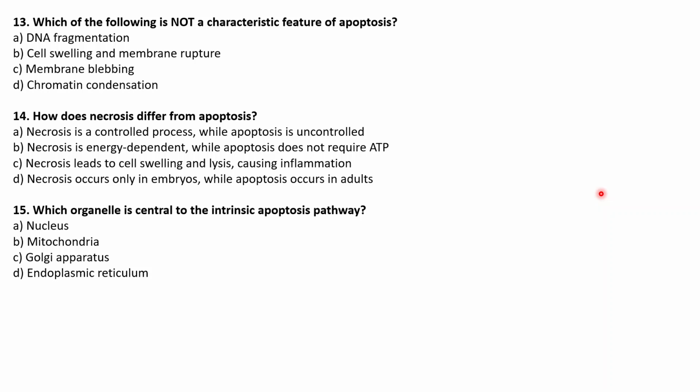The intrinsic apoptosis pathway involves the mitochondria, right? Where you have pro-apoptotic proteins of the BCL2 family, like BAX and BAK, that go and make pores in the mitochondria, allow cytochrome C to leak out, which binds to APAF1, forms the apoptosome, recruits caspase 9, which then leads eventually to the process of apoptosis. So in this intrinsic pathway, the main organelle which is very important is the mitochondria. Okay, so the option B is correct here.